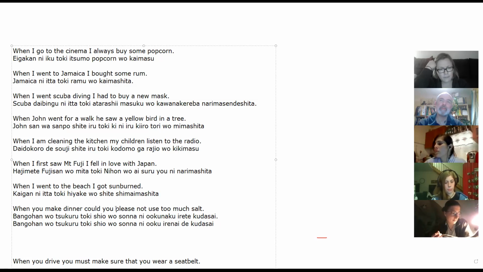So this means please don't use very much salt. But how do you say please don't not use too much salt? There's a subtle difference, isn't there? I'm drilling you on this. Yeah, exactly. But rather than using a superlative, there's a much simpler way of doing this.